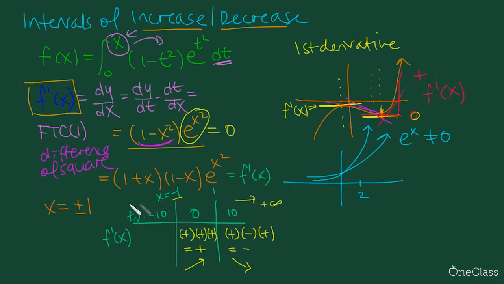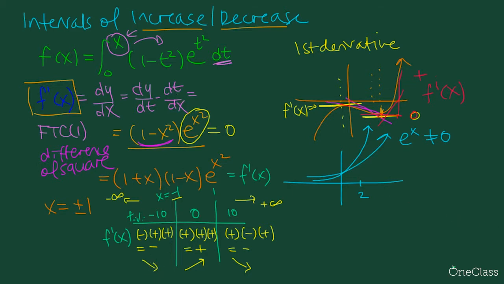From negative 1 to negative infinity, we can plug in negative 10, then we have negative here, we have 1 minus minus, that's plus. Negative 10 squared becomes positive. It's always positive. Notice that for the exponential, there's nothing in the bottom, so it's always positive. So this is also negative, that is decreasing.